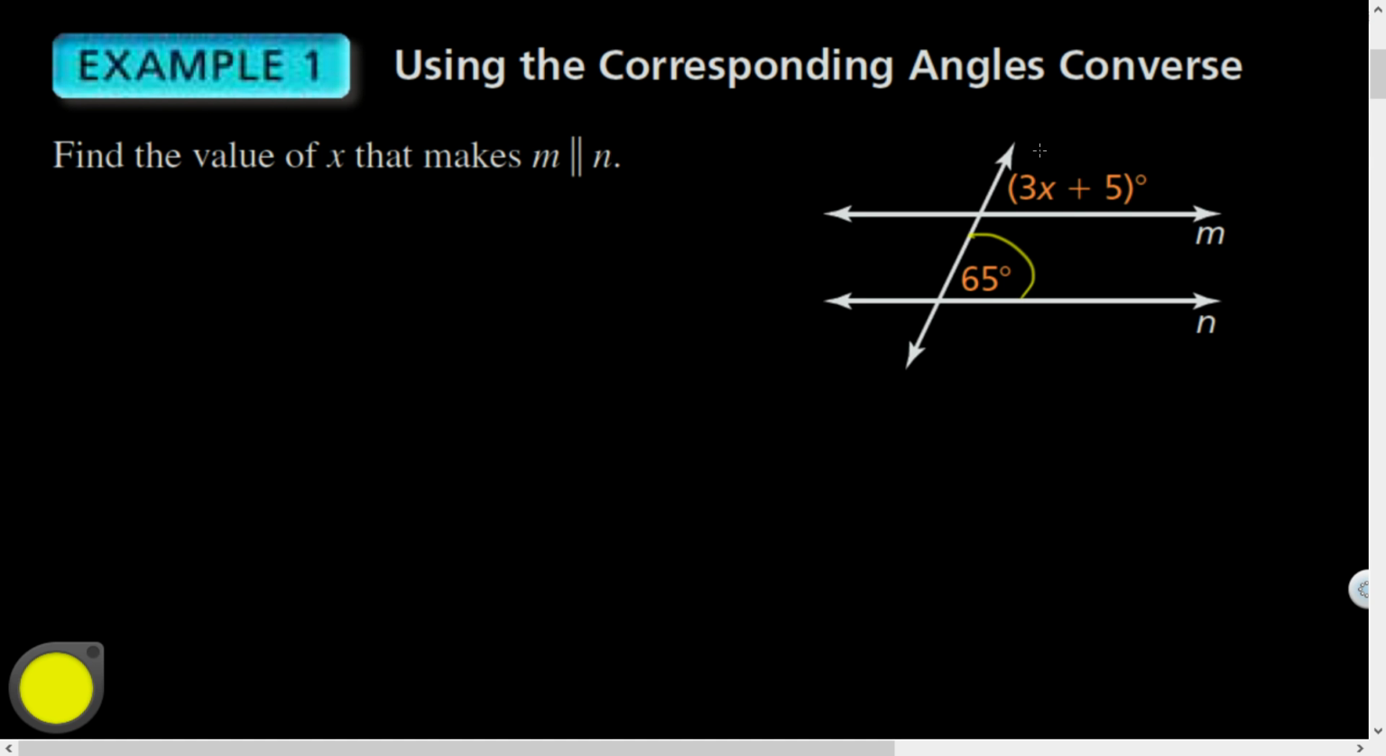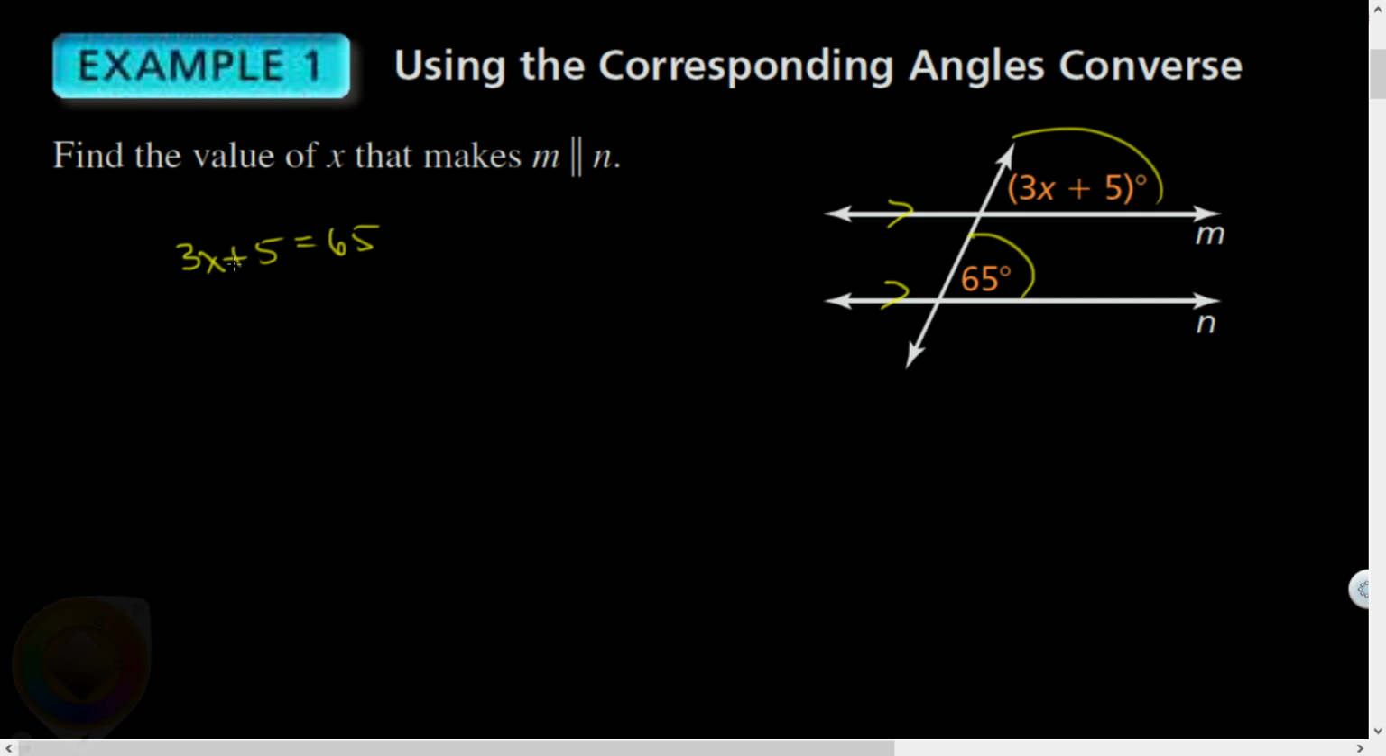So these angles are in corresponding positions. If they were congruent to one another, I would know that these lines are parallel. So how would I relate those two measures in being congruent? Well, by definition of congruence, I could say that their measures are equal. So 3x plus 5 equals 65. And we will just solve for the variable, isolate it, friends, using inverse operations in reverse PEMDAS order.